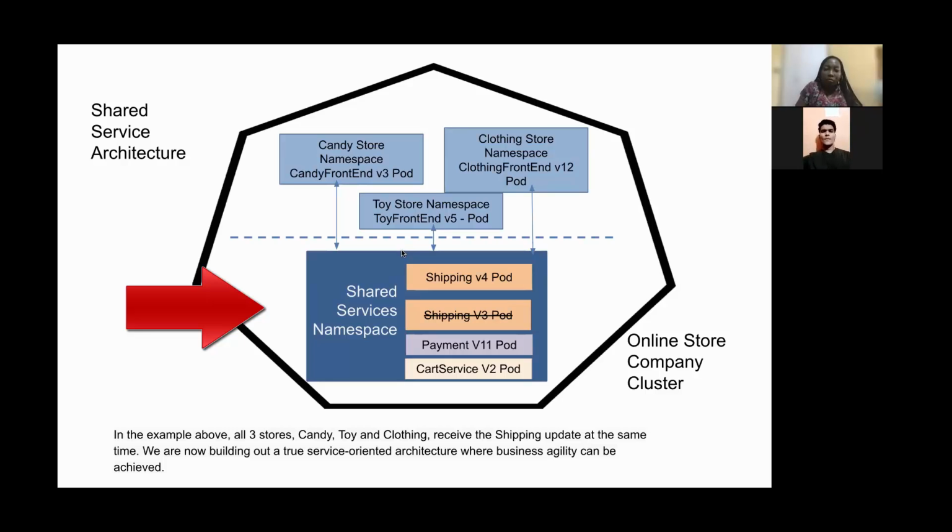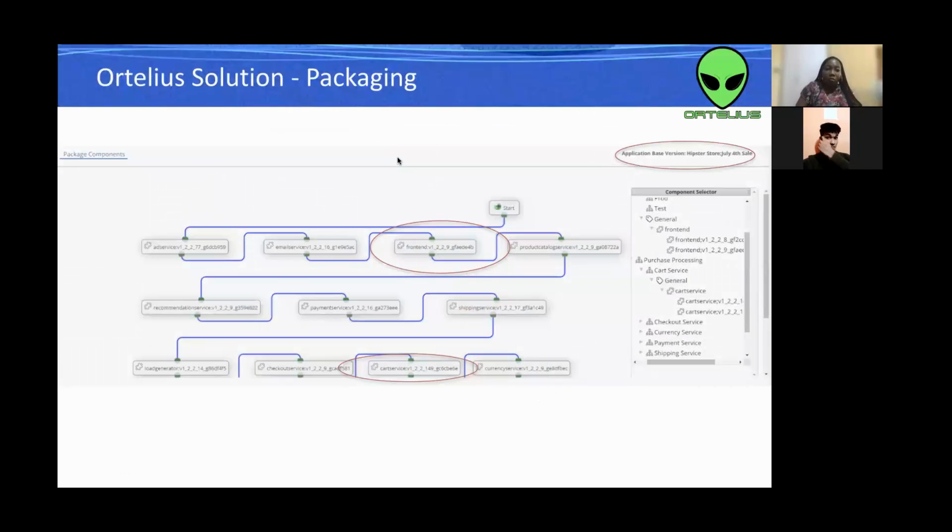So automatically, the candy store, toy store, and the clothing store updates. It picks up the updates from the shared services. So there's no sprawl or drift here. The problem has been eliminated by using this service architecture. Next slide. So that is ultimately Ortelius' solution to knowing your blast radius.